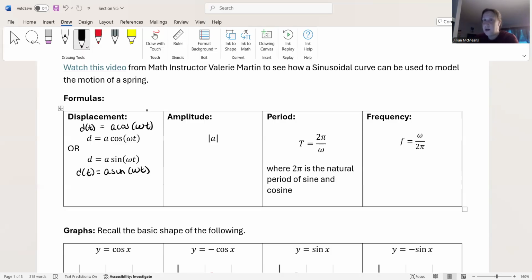So the natural period for sine and cosine is 2 pi. So we just take 2 pi, we divide it by omega. That is our new period. So if the original period of sine or cosine is 2 pi, omega is either going to compress it or stretch it. It's either going to shrink the distance that sine or cosine has to complete a full wave, or it's going to stretch the distance that sine or cosine has to complete a full cycle. And then we have our frequency here, which we already know is the reciprocal of the period.